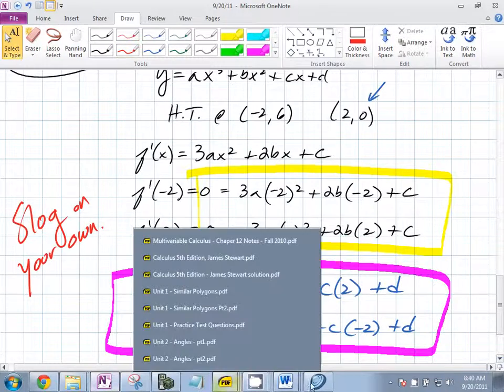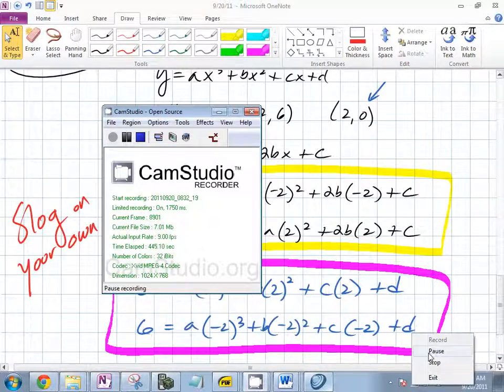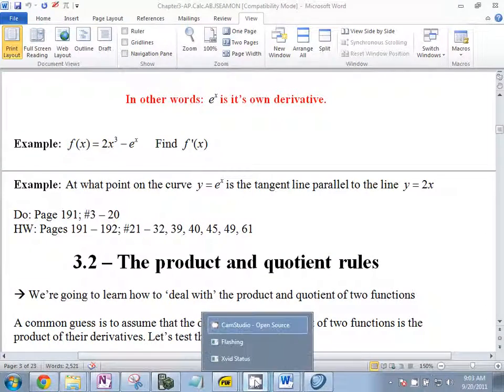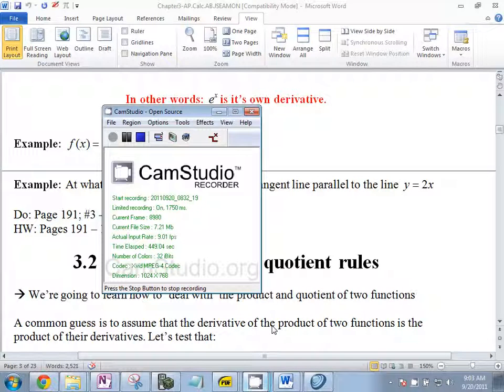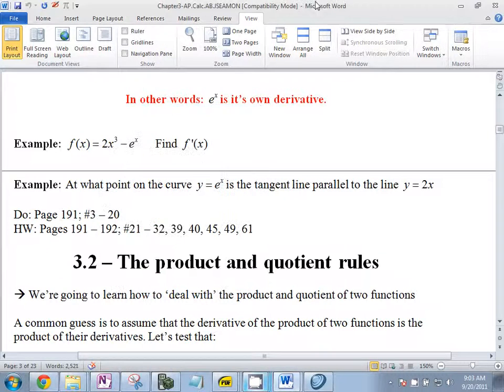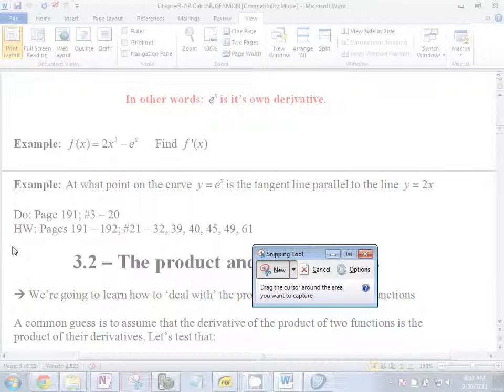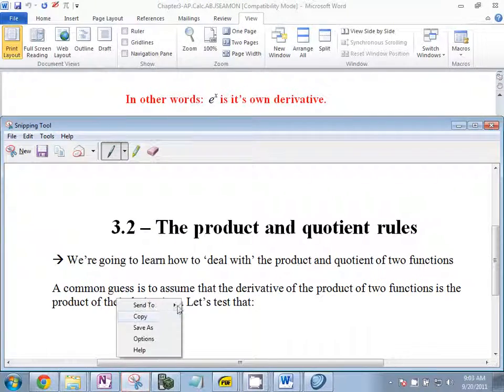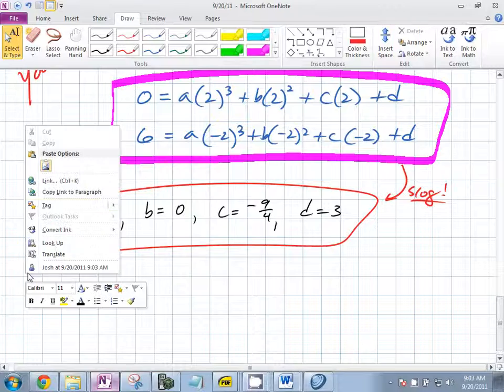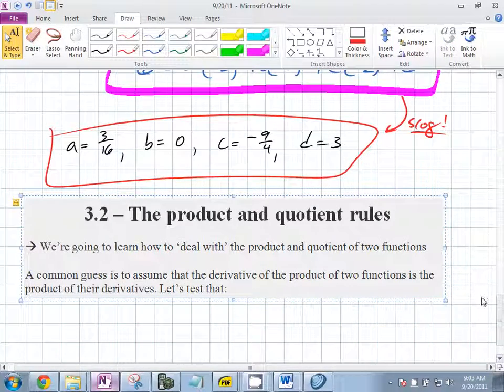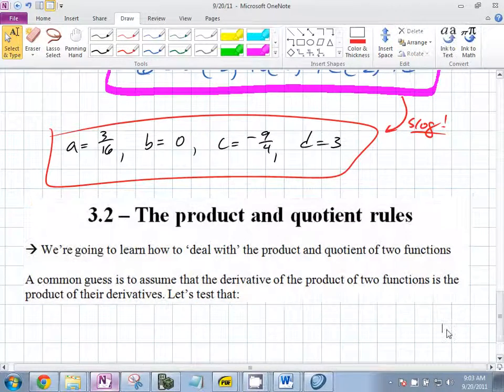Hold on, I can find it. I can do product and quotient rules. That's right. On last night's homework, what happened if you had to find the derivative of the product of two things? You had to distribute it out and make it into not a product, essentially, right?